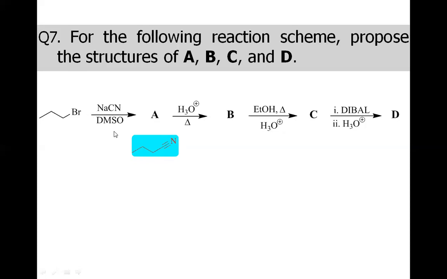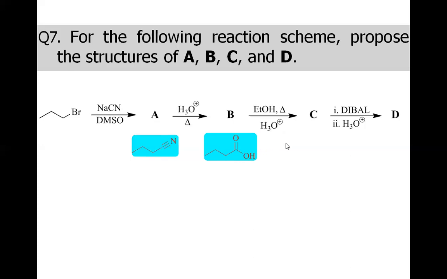So this is also the case that we discussed 2 questions ago. So A is simply butane nitrile, and then upon hydrolysis of A, this will be converted into the carboxylic acid. And remember, do not forget to count the number of carbons. We started with 3 carbons, then we have 4 carbons because of this cyanide, and these 4 carbons remain 4 carbons because this is only hydrolysis. So this is butanoic acid, the compound B.